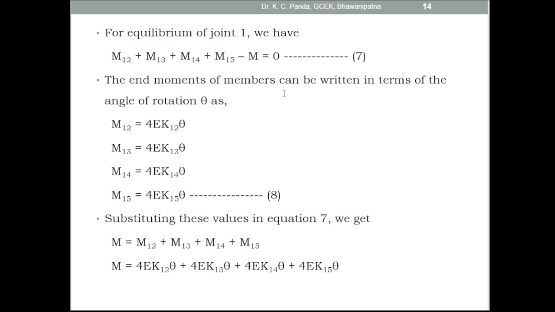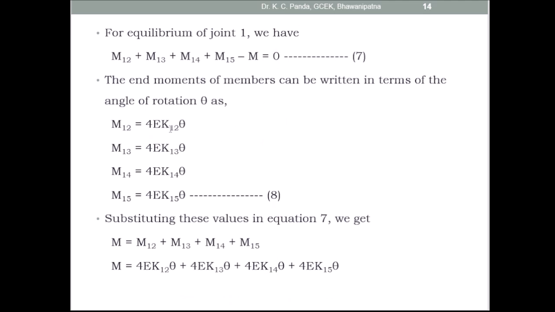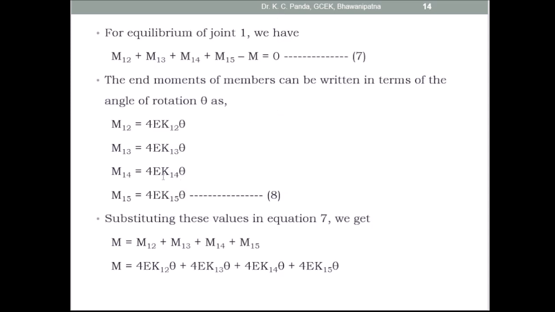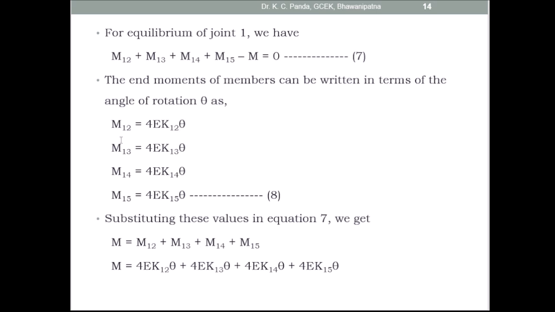The end moments of the members can be written in terms of the angle of rotation theta. As you know, in the slope deflection method, M12 is equal to 4E K12 theta, M13 is equal to 4E K13 theta, M14 is equal to 4E K14 theta, and M15 is equal to 4E K15 theta. So these are the moments at the ends of all the individual members. Substituting these values in equation 7.